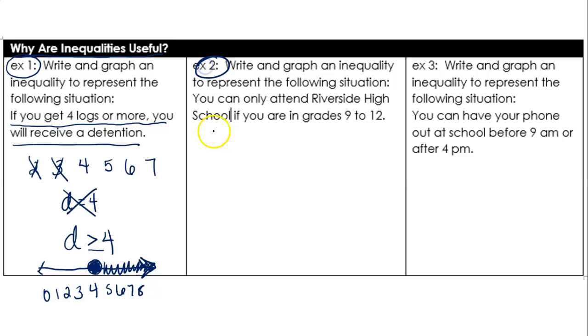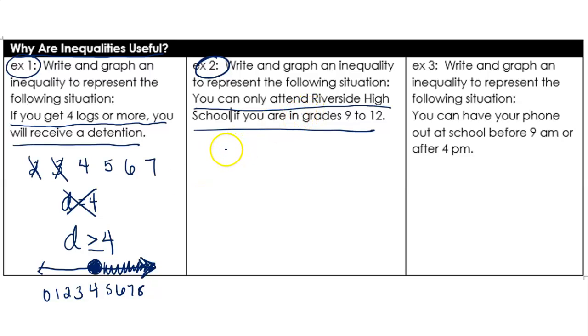So now let's go to example 2. Again, you're going to abbreviate example with EX. You don't need to write the words write and graph an inequality to represent the following situation, but you should write, you can only attend Riverside High School if you are in grades 9 to 12. It is perfectly okay to abbreviate. Riverside High School could be RHS. Go ahead and pause the video until you have that written down.